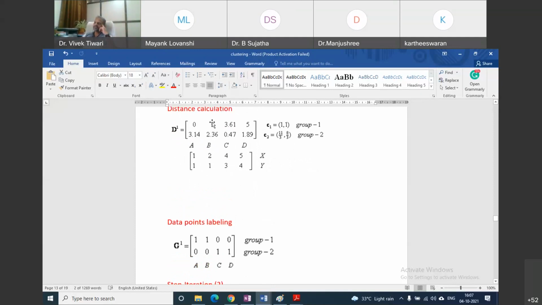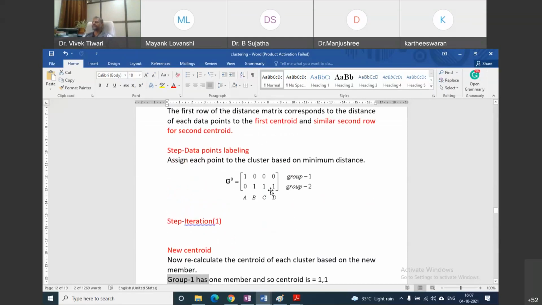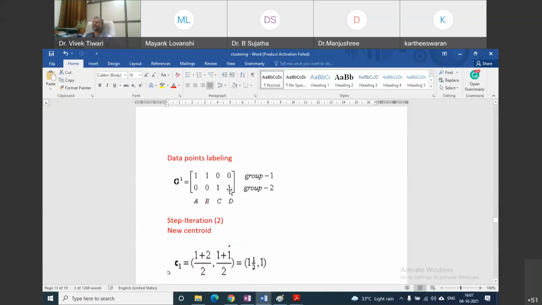Now see here, 1 is smaller than 2.36. This data point was earlier a part of cluster 2. It will shift to cluster 1. You see 1, so it becomes a member of C1. For the remaining 2 data points there are no changes. So what we have observed: earlier cluster 2 had 3 data points, now cluster 2 has 2 data points, and cluster 1 also has 2 data points.